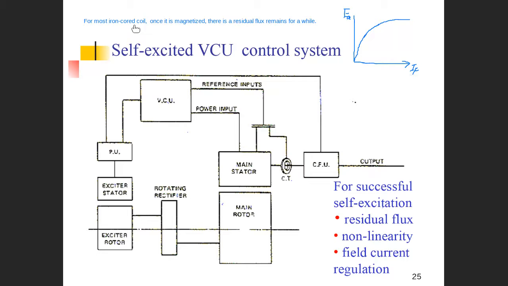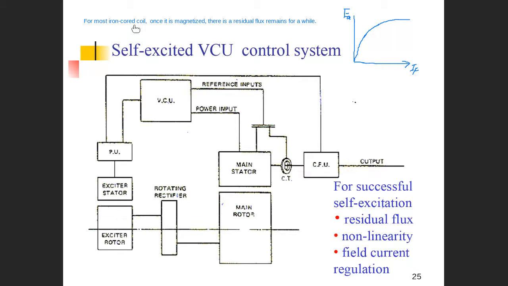As we mentioned, for the excitation coils, the field coils, there is usually an iron core material. For most iron cores, once it is magnetized, that means once you apply current there, a magnetic field is produced. Even when the current becomes zero, there is a residual, so we say there is a residual flux that remains.